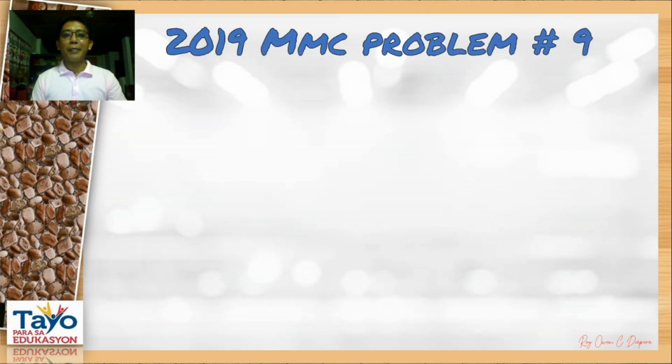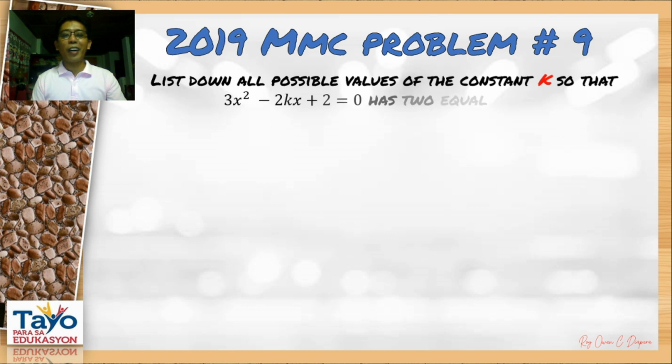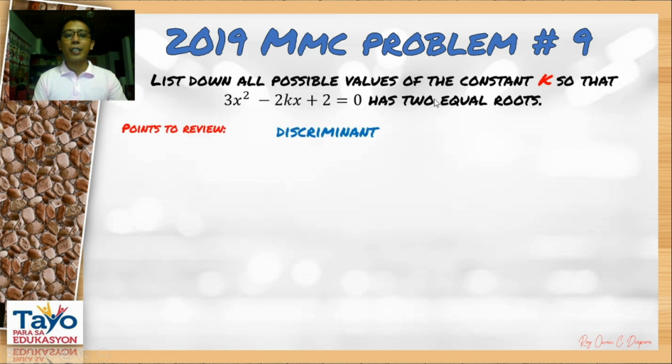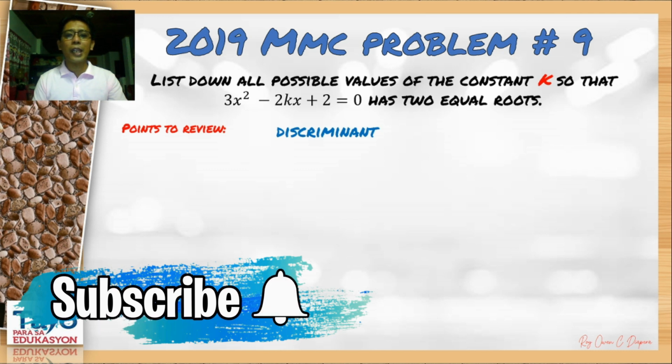Problem number 9. We are asked to list down all possible values of the constant k so that 3x squared minus 2kx plus 2 is equal to 0 has two equal roots. Now, for us to solve this problem, allow us to review ourselves, in particular, the discriminant. What is the discriminant then?